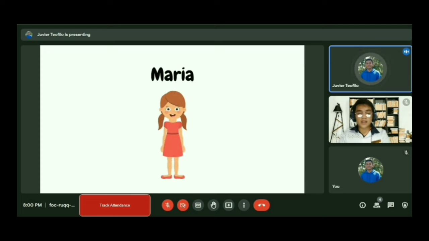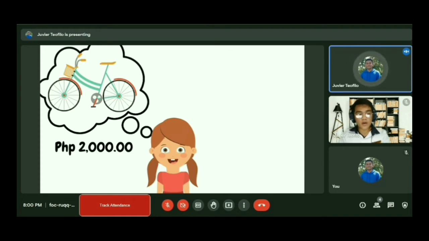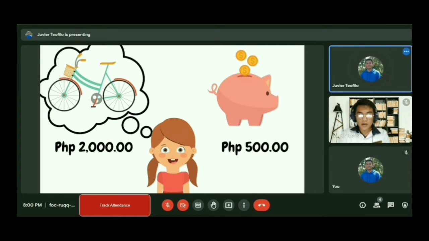Now, there is a girl named Maria. She has a part-time job in a candy store. While she was walking along the highway, she saw a big bike and she wants to buy it. But it costs 2,000 pesos, and her savings are only 500 pesos. Now, Maria needs 1,500 pesos to buy the big bike.